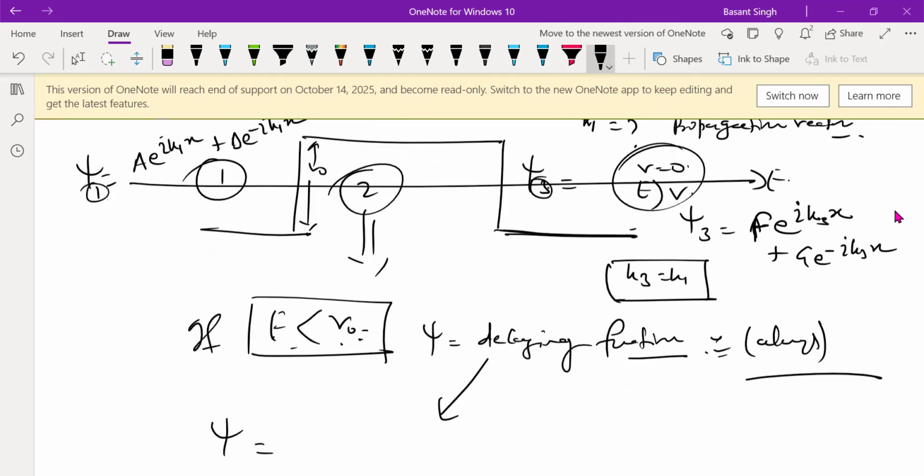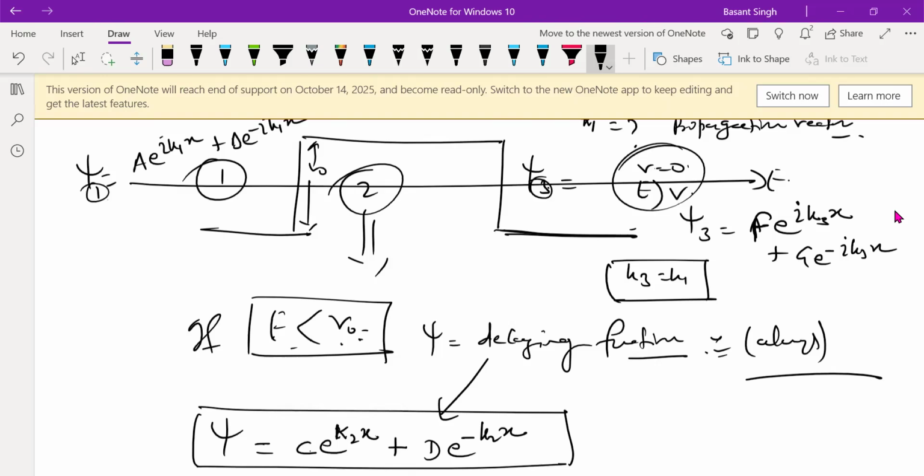And this is written as psi is equal to, take some constant, that is C, e to the power k2x, plus, because this is a decaying function, so we cannot write i here, D e to the power minus k2x. These are the wave functions for these different regions.